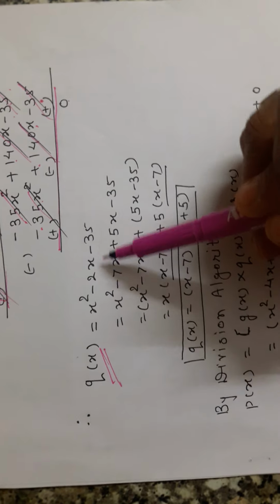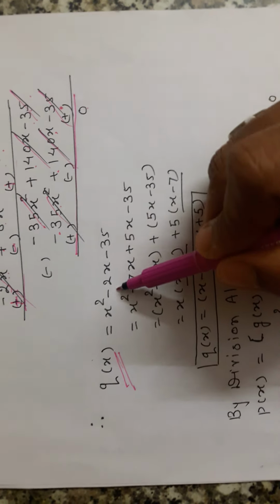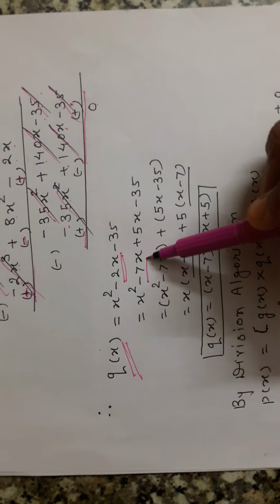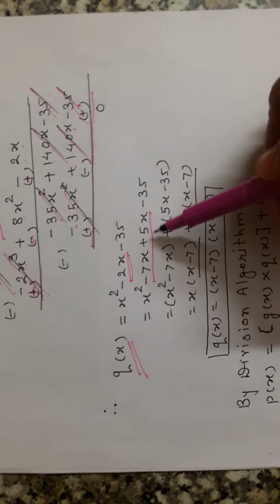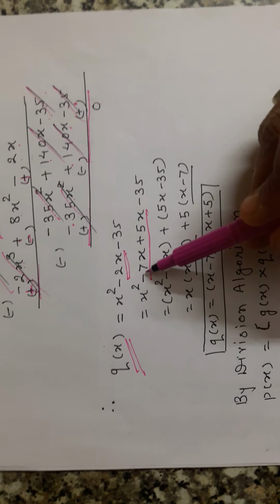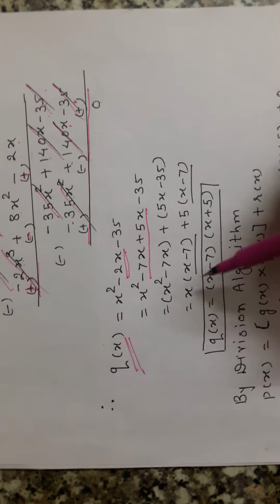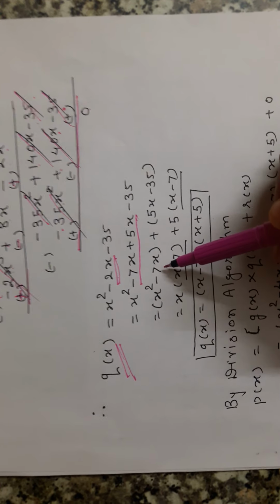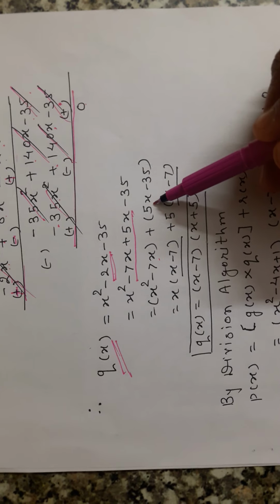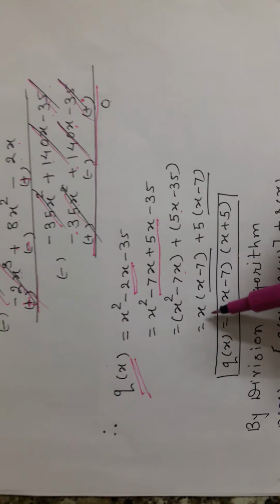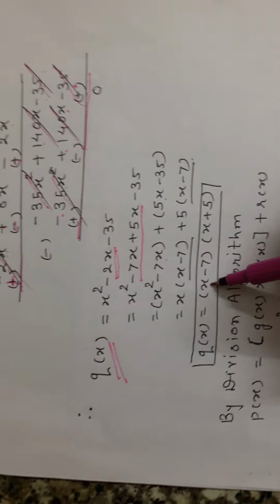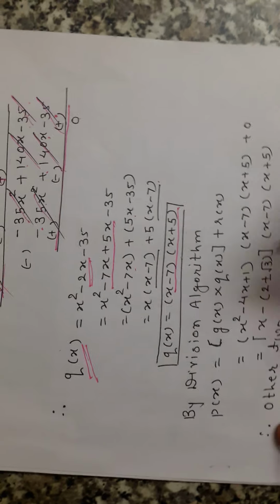Q of x is equal to x square minus 2x minus 35. Here we will factorize this by splitting the middle term. We get the two numbers minus 7x plus 5x, which is minus 2x, and the multiplication is minus 7 into 5, which is minus 35. So we group the terms: x square minus 7x, and second group 5x minus 35. x is common, x minus 7. 5 is common, x minus 7. These are the two factors of the polynomial.